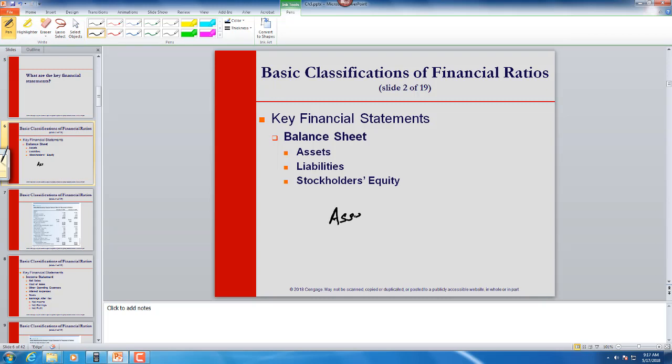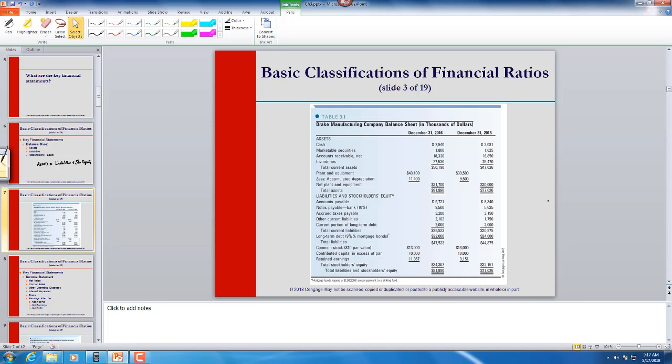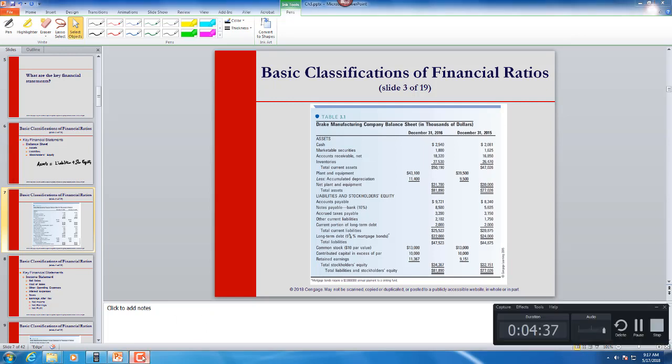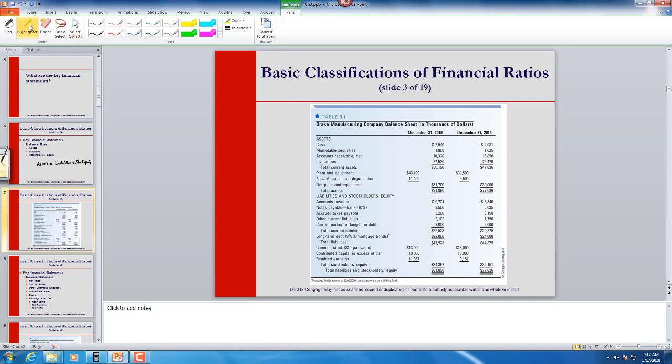Assets equal liabilities plus shareholders' equity. One side of the balance sheet has the assets. If you look at this company, for example, Drake Manufacturing Company is the example used in this particular chapter, one of the things you see is the total assets.